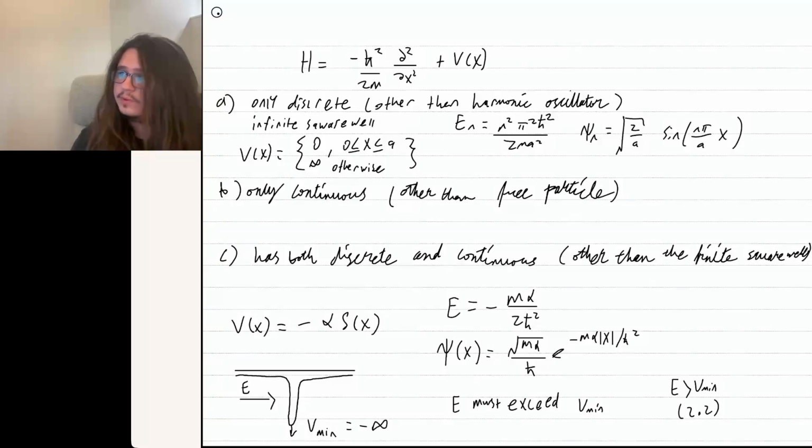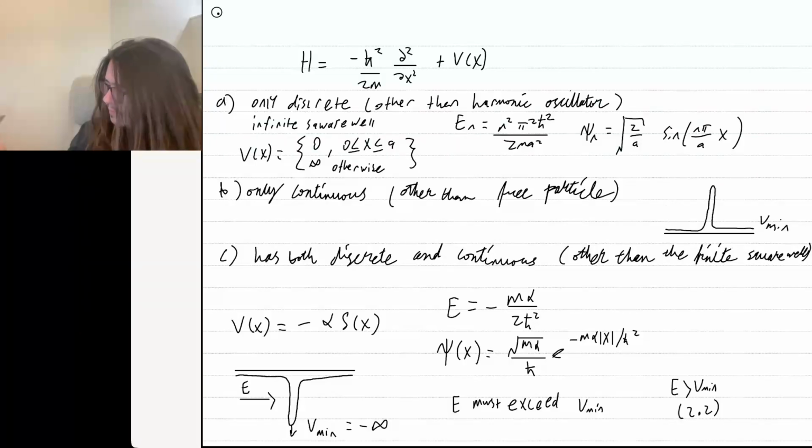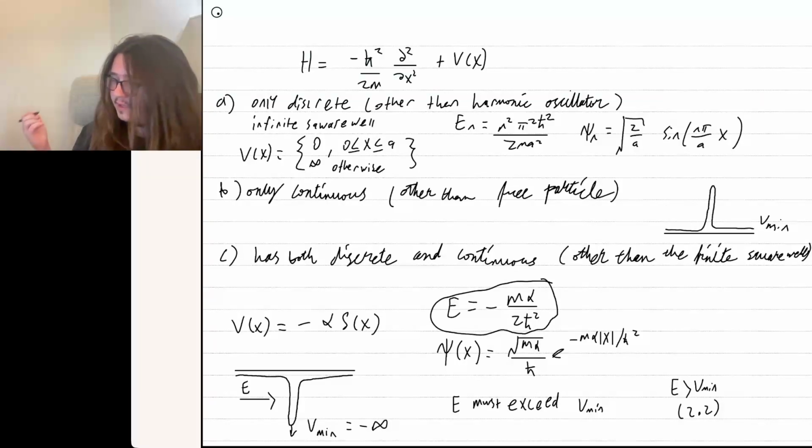So given that rule, if we just flip the delta function well across the y-axis, so instead we have something like this, now V min is 0, but we still have the same continuous states that we had before in the delta function well, but we lose the bound state because now this can't exist in our system anymore. So this is only a continuous thing, and this sort of potential here is called the delta function barrier.